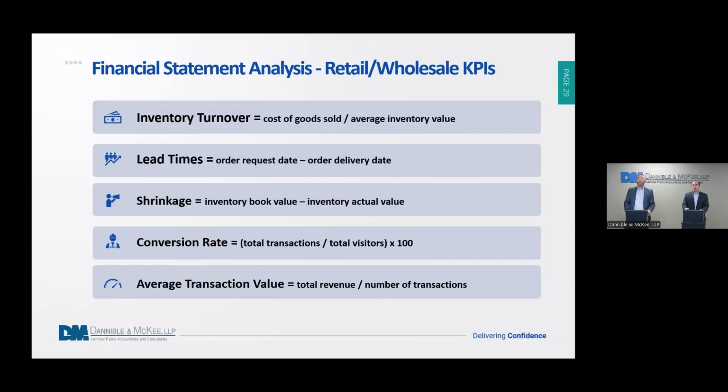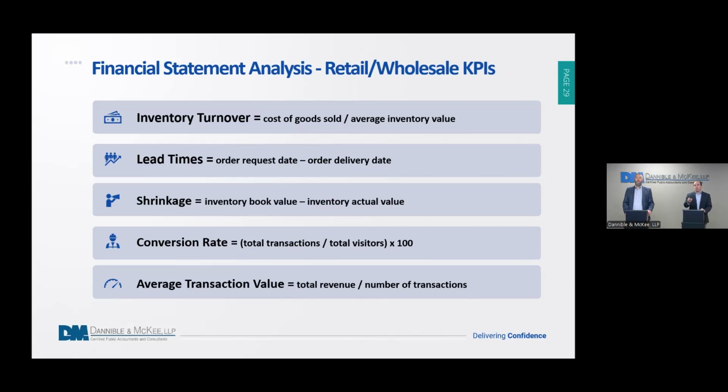Lead times: how long does it take for us to purchase? We contact a vendor, we put in an order. How long does it take for us to receive that order? That's very important when you're trying to manage your inventory and keep your inventory lean to open up cash flow. The next one is shrinkage.